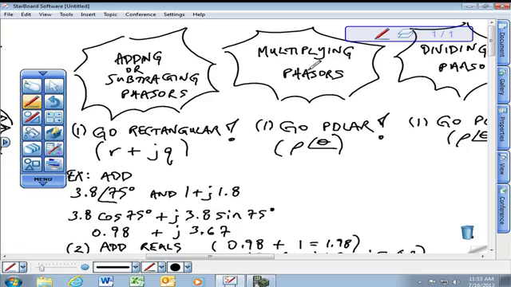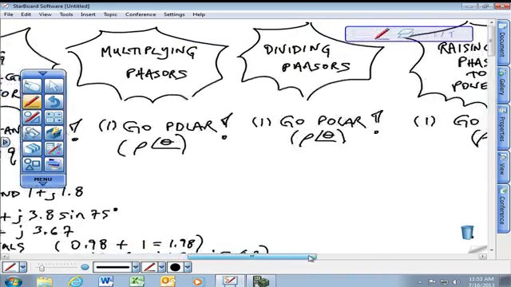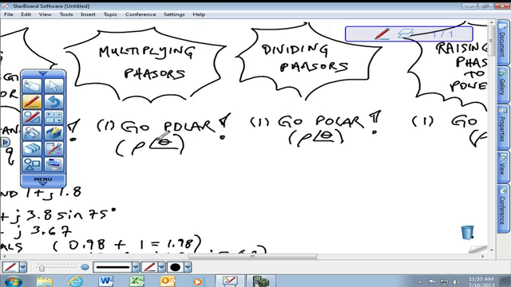For example, here we are with our next example: multiplying phasors. So when multiplying phasors, go polar, your very first step. All right, so let's go ahead and look at an example. What if you were asked to multiply -3 angle 150 degrees and 4 minus J3? Okay, first step, go polar.